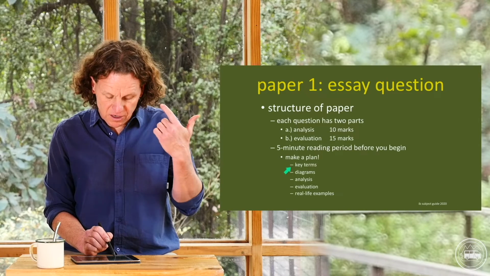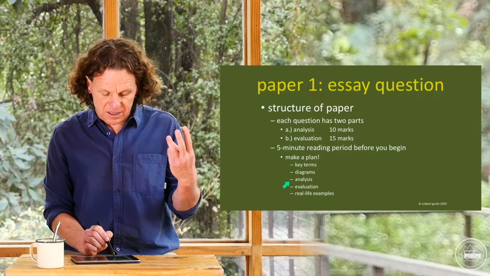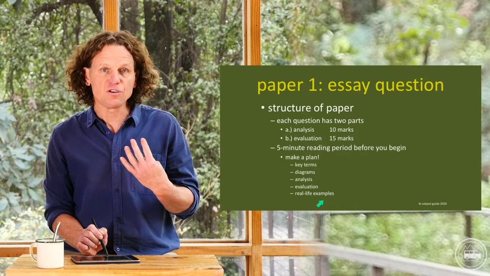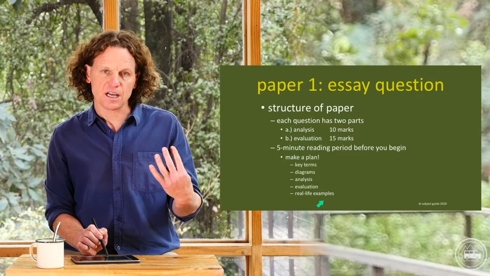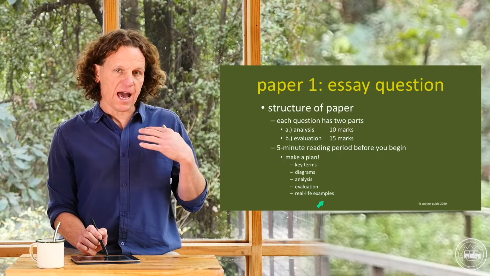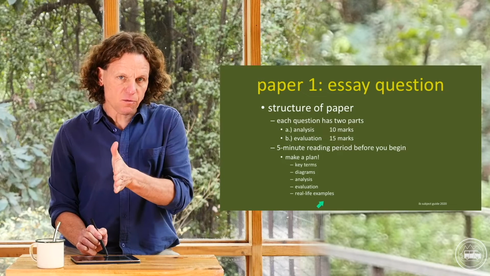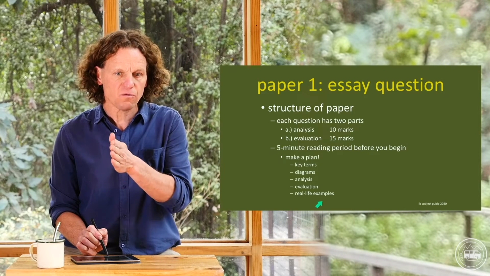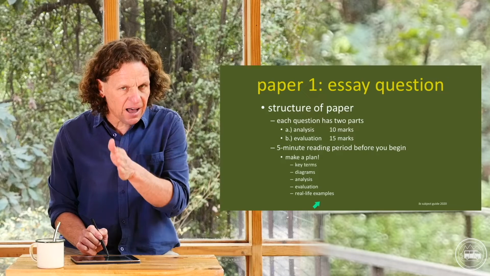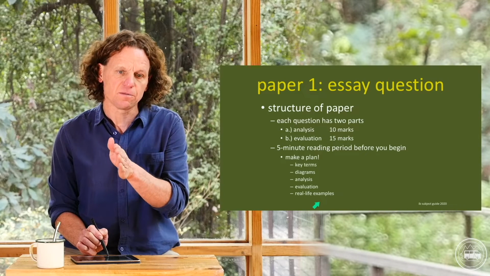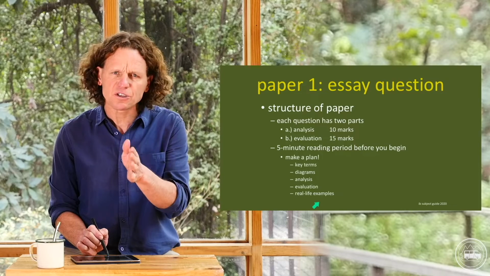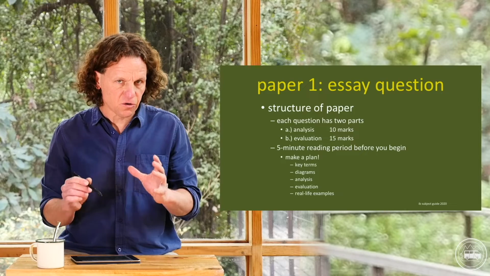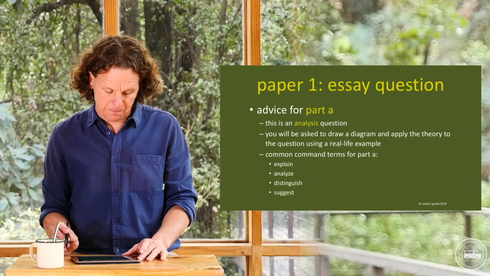So in the 5-minute reading period, what should you do? You're going to make a plan. You're going to think about what the key terms are, what the diagrams are, what the analysis is going to look like, what the evaluation is, and what real life situations or examples I could use in this paper to make it clear to the examiner that I can take economic theory, I can take some of these 9 themes, 9 core concepts. You always want to litter your writing with those 9 themes, even if it's not on the mark scheme, one or two of them always. And then apply it to real life examples. So that's what you're going to do during the 5-minute reading period.